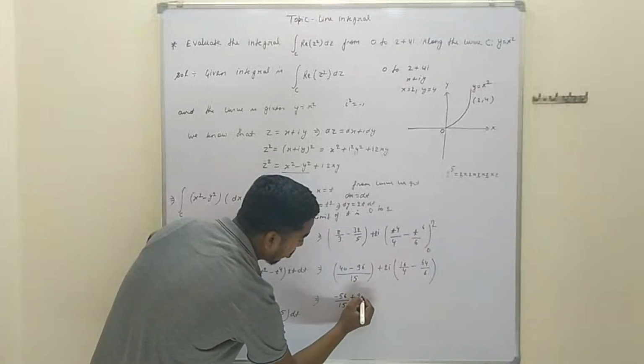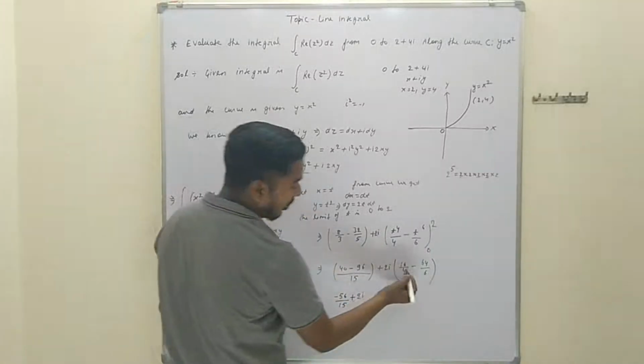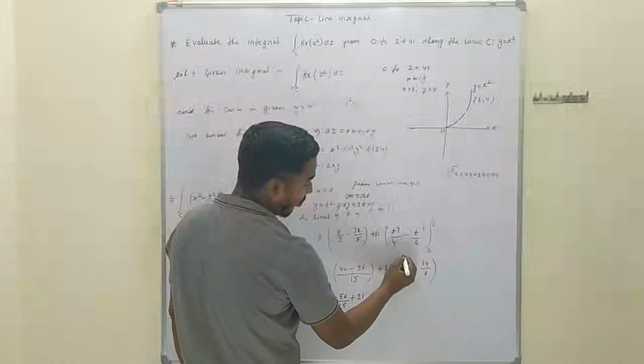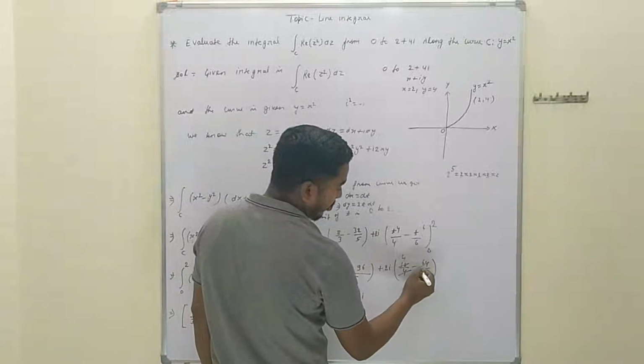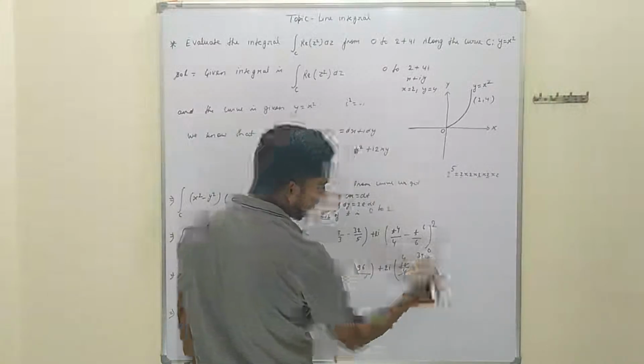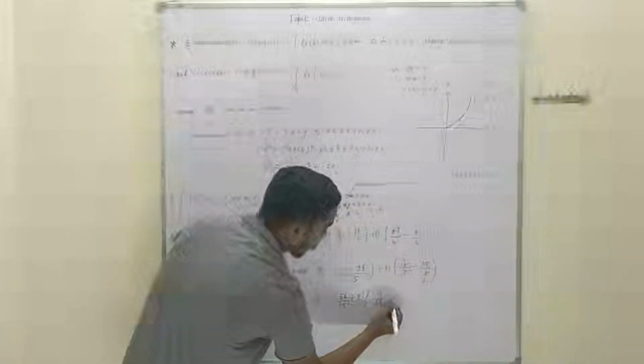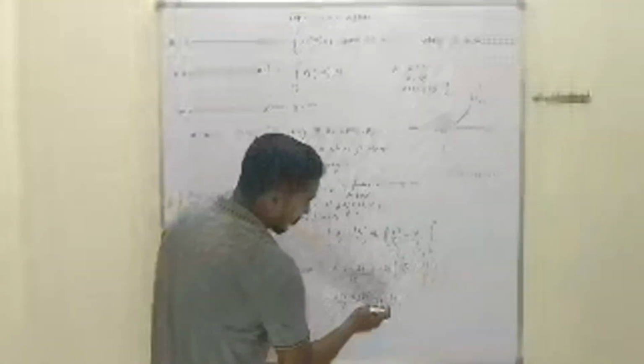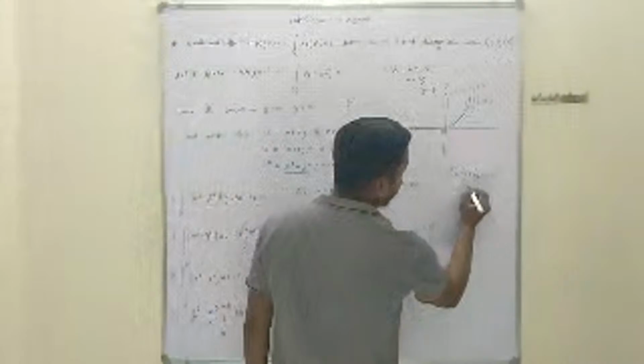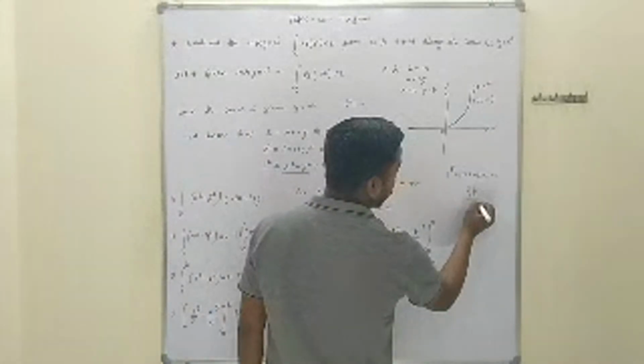here is plus 2i. We solve here by cancelling out the terms: 4 4s is 16, and here 2 32s is 64, and 2 3s is 6. Taking the LCM, it is 3, 3 4s is 12, 12 minus 32. And further we solve 32 minus 12, which gives 20. This is 20 upon 3.